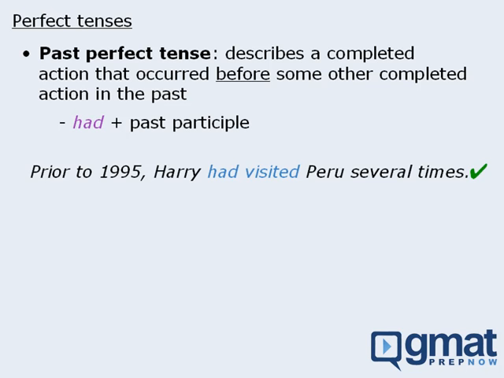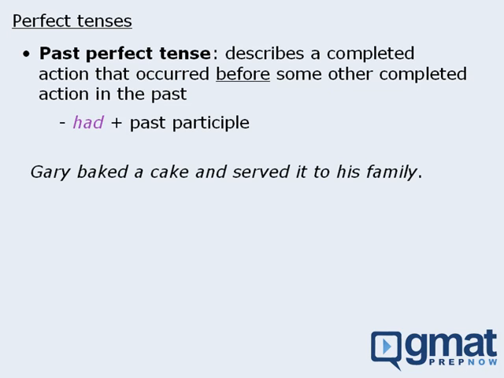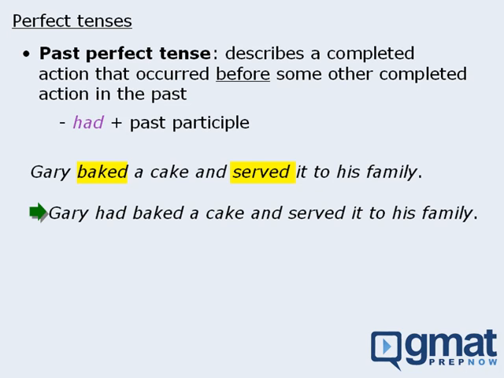Now, another consideration regarding the past perfect tense is that it is not always necessary to use this tense whenever two actions are completed in the past. Consider this example. Gary baked a cake and served it to his family. Here we have two actions that occurred in the past, and we can tell from the context that the baking occurred before the serving. So it would seem that we could use the past perfect tense here and write, Gary had baked a cake and served it to his family.